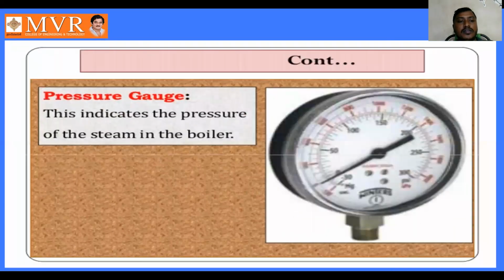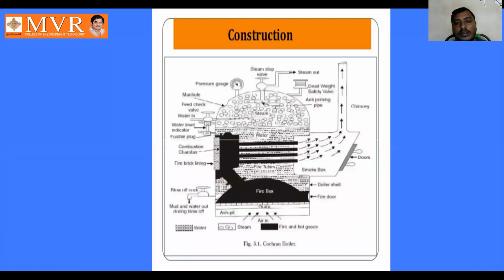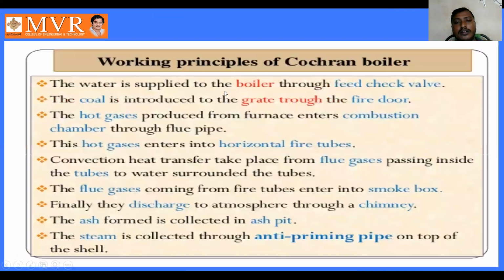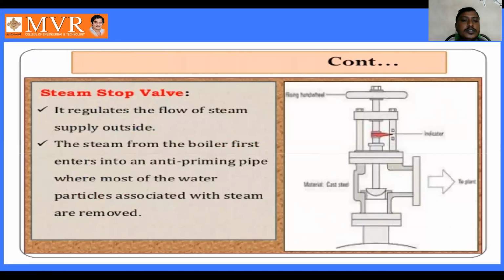gases. We can see here the pressure gauge. This indicates the pressure of the steam in the boiler. The boiler pressure is indicated by using this pressure gauge. How much pressure there is in the steam, we can observe by using this pressure gauge in the boiler. And coming to the steam stop valve.